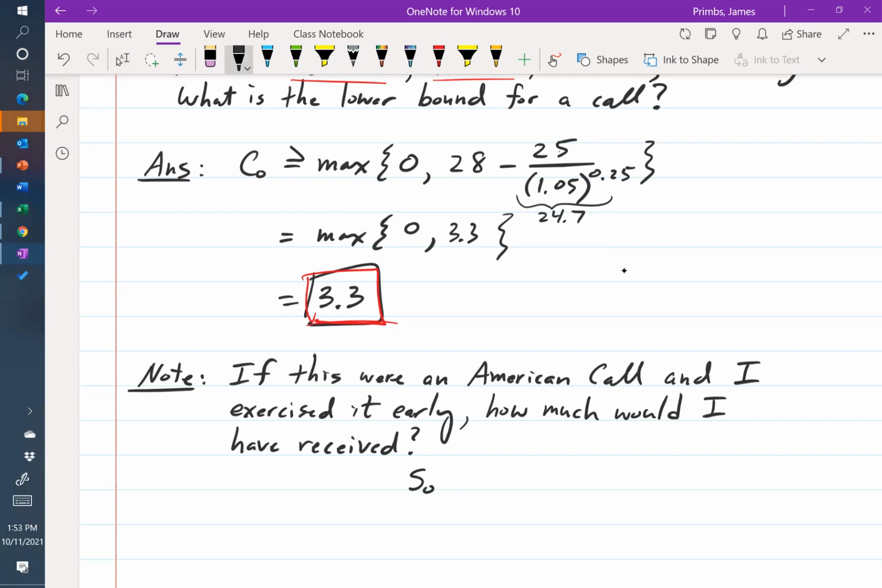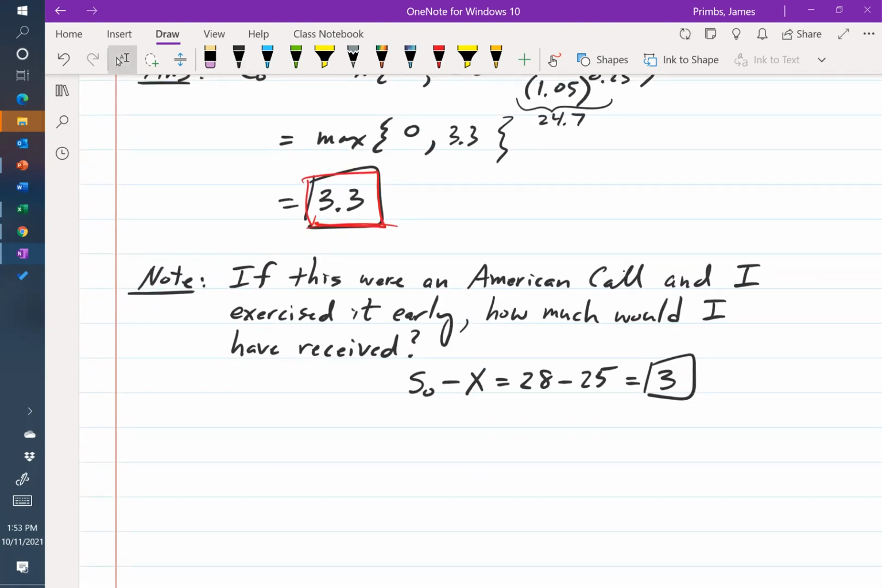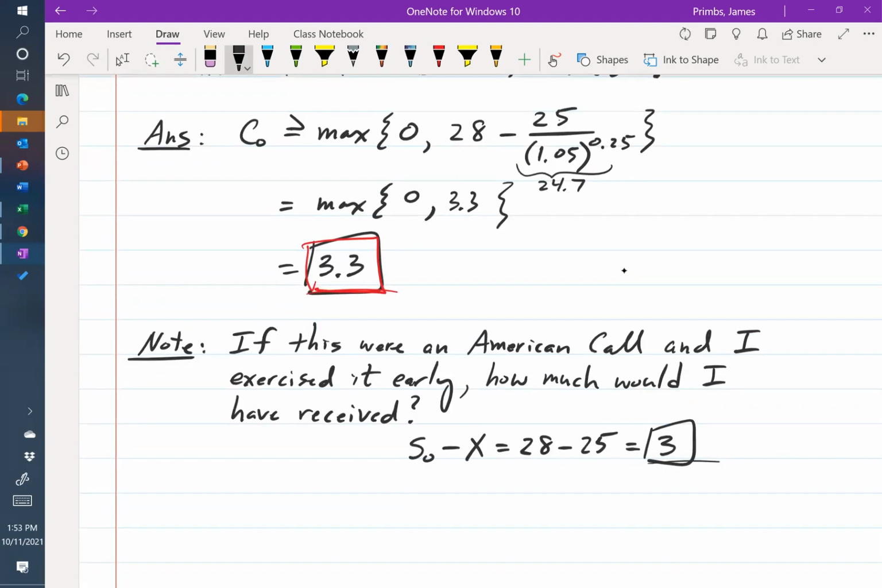$3. It would be the current price minus the strike price, right? So it's 28. It's just how far into the money it is. It's basically the intrinsic value of this. I would have gotten $3. Okay. So now let's look at this. If it were an American option and I exercised it, I would have only gotten $3. Our lower bound says that for a European option, not even with the American ability to exercise early, it should be worth at least $3.30. So you see that a European option with no ability to exercise early is worth more than if I could exercise that American option right now.